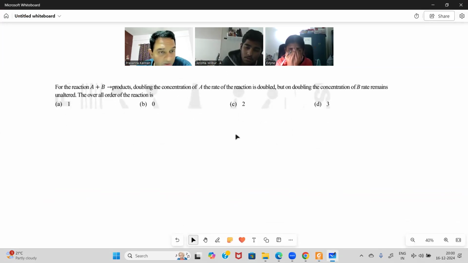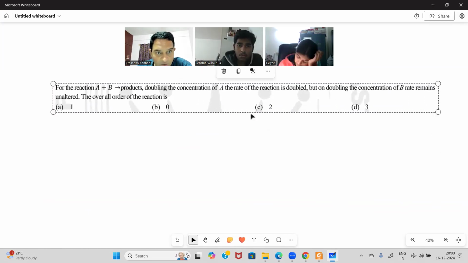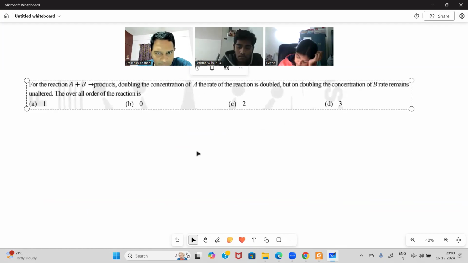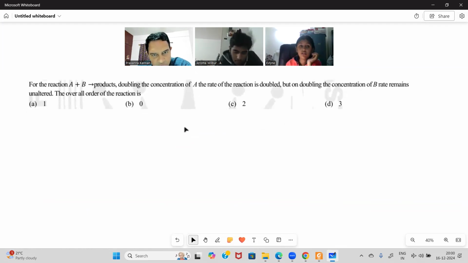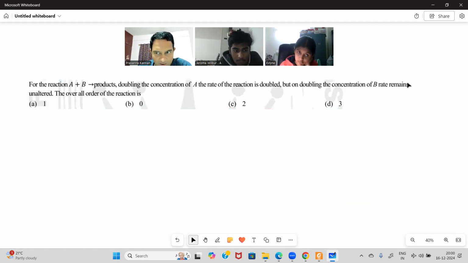Okay, you can see here. For a reaction A plus B giving products, what are we doing experimentally? We are doubling the concentration of A. And what do we observe? The rate of the reaction is doubled, whereas when we double the concentration of B, rate remains unaltered. Then what is the overall order of the reaction? Instantly you can give the answer. At the same time, you can work it out and give the answer as well.